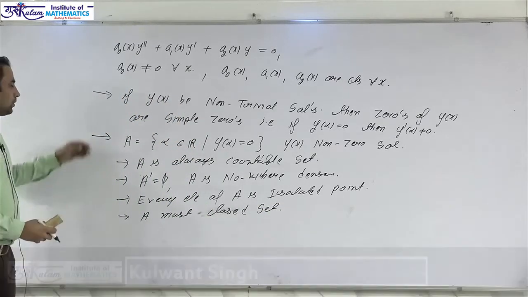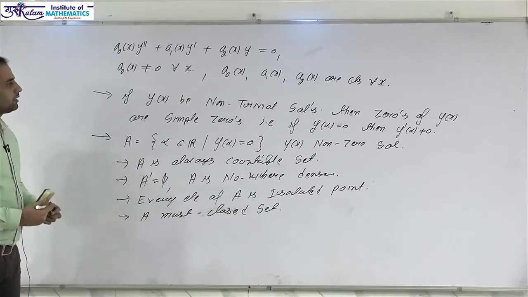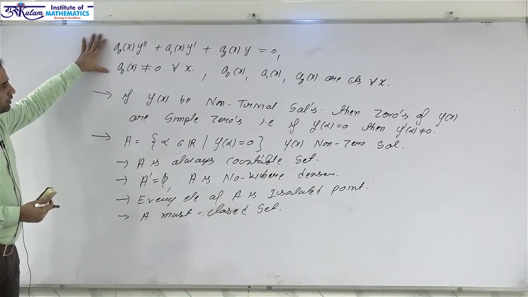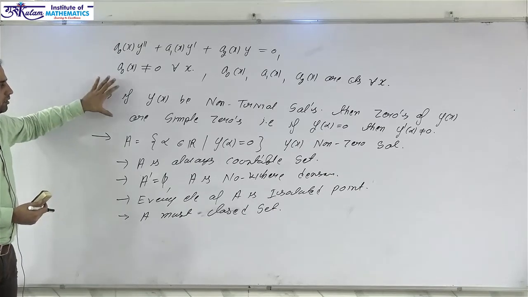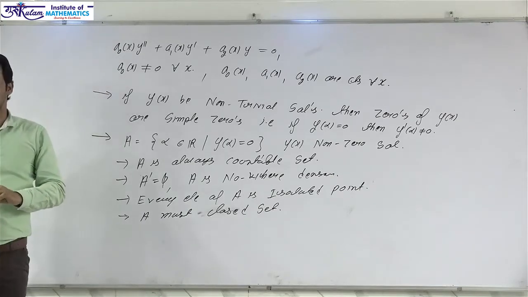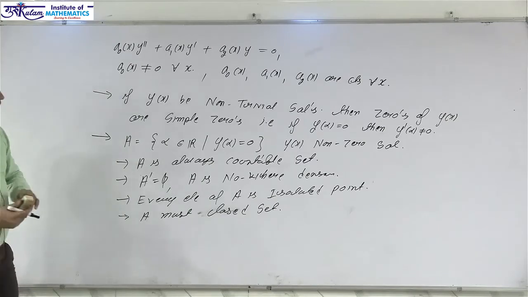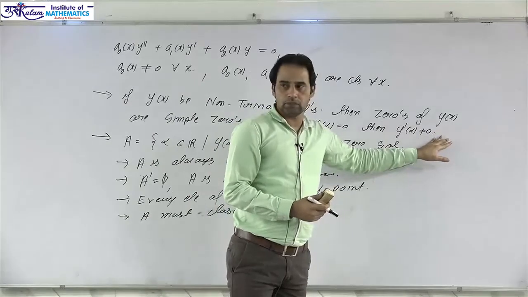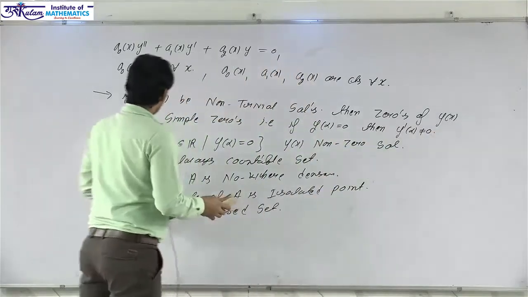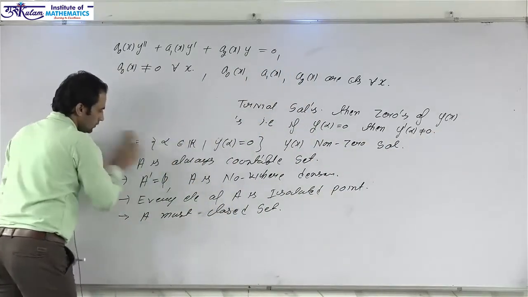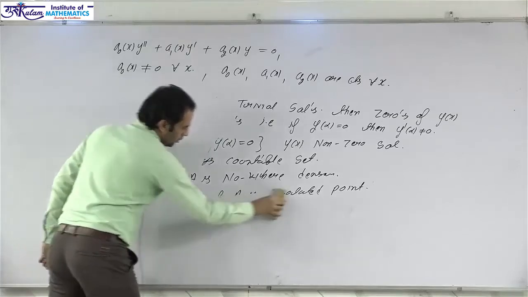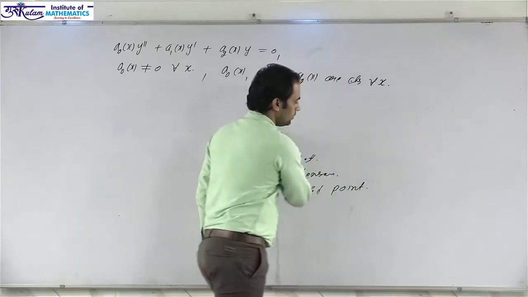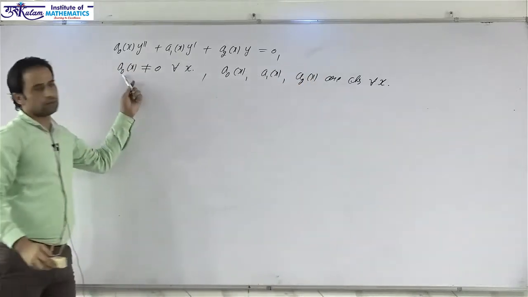So, these four properties are basic properties for any non-trivial solution of this second order differential equation, and the first one is that the zeros of a non-trivial solution are always simple zeros, that is, if y(alpha) is 0, then the derivative must be non-zero. Further, the properties of two linearly independent solutions of the differential equation.